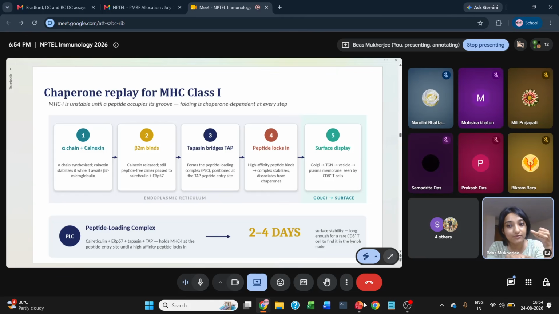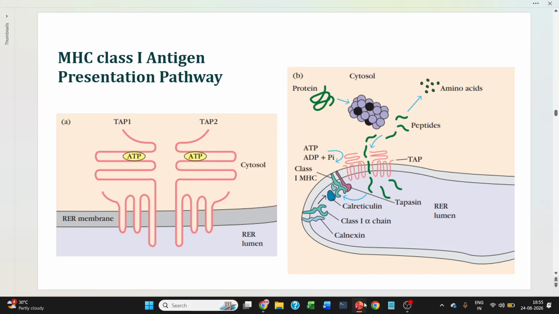Calreticulin, ERP57, tapasin, and TAP hold the MHC1 at the peptide entry site until the high affinity peptide locks in. Now for 2 to 4 days it is sitting on the cell surface until your CTL comes and recognizes it and binds to it.